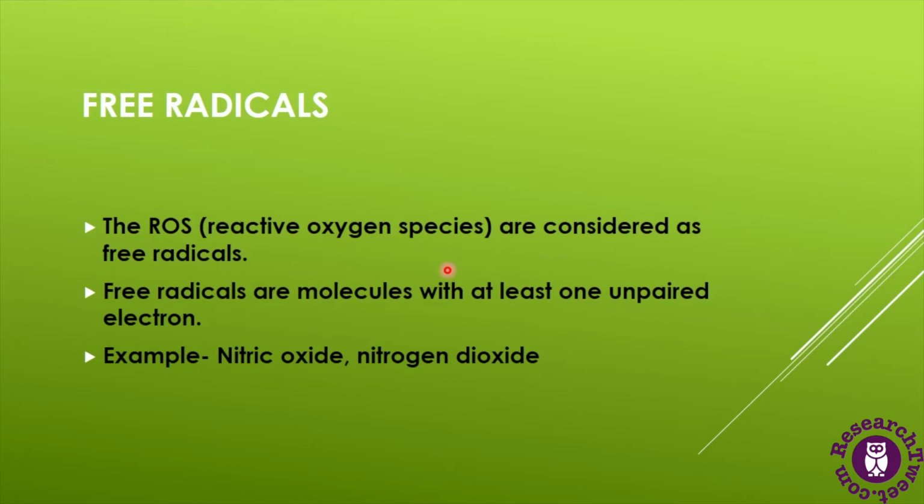And if this continues to happen, it becomes a process called oxidative stress, because these free radicals start to damage other molecules to complete their own octet. Thus they are called reactive oxygen species, because they have oxygen molecules in their structure. There are various examples of free radicals, like nitrous oxide, nitrogen dioxide, and many others.